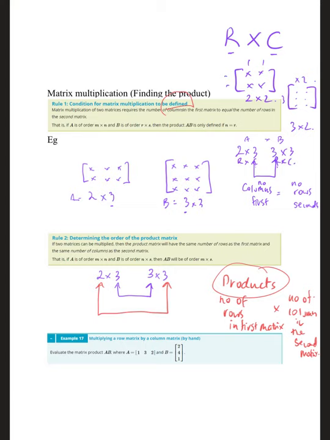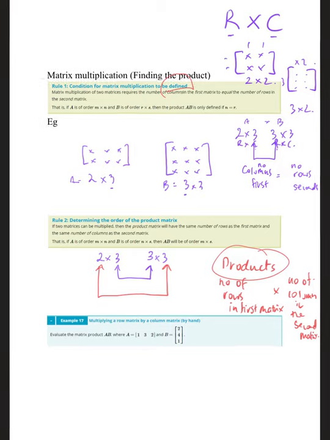Again, don't say that you know the product order because of the outside numbers, or that the product is defined because of the inside numbers. That's not correct. That tells us nothing. You have to talk about the number of rows and columns of your first and second matrix. All right? So that's the first step.